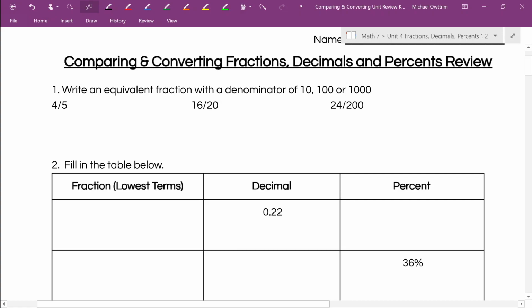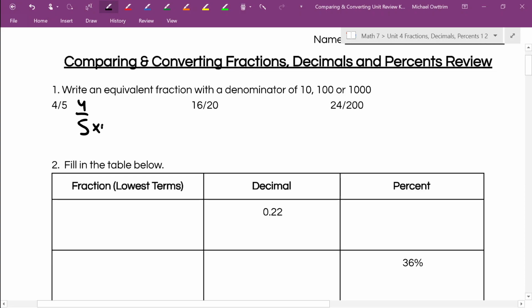Hello class, today we're taking a look at our comparing and converting unit review. First question just asks us to write equivalent fractions with a bottom or denominator of 10, 100, or 1,000. Our first fraction is 4 over 5, and of course we just want to think of a number we can multiply or divide by the bottom to give us 10, 100, or 1,000.